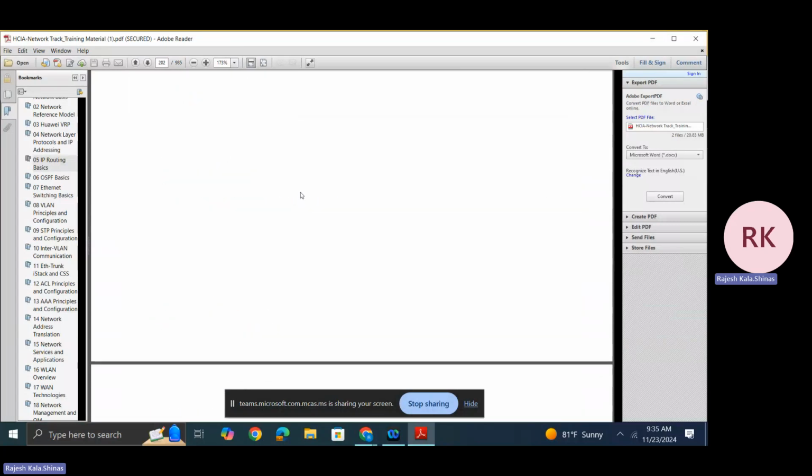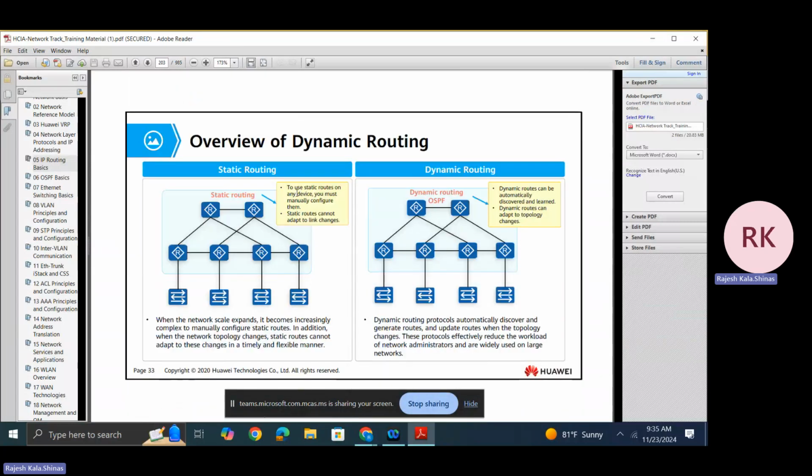Then dynamic routing. Static means you manually add a network route in your table, but the problem is whenever any router interface goes down or any changes happen, static routes cannot adapt to the link changes. They cannot do it automatically. We have to go and manually remove the route and add another one.